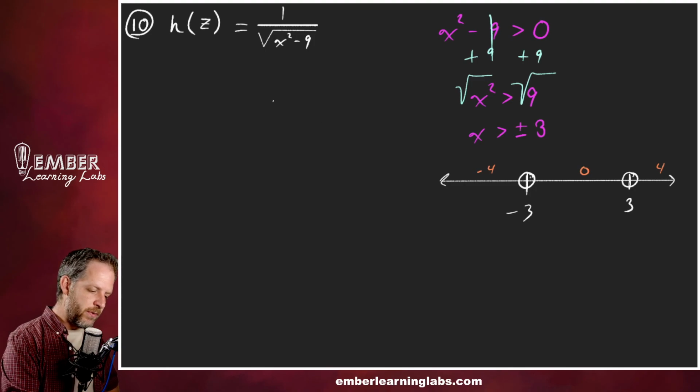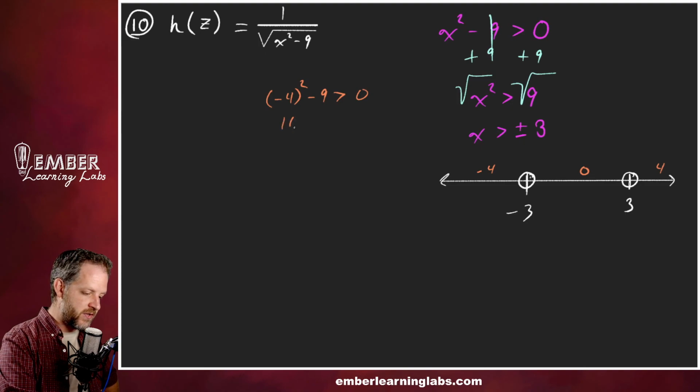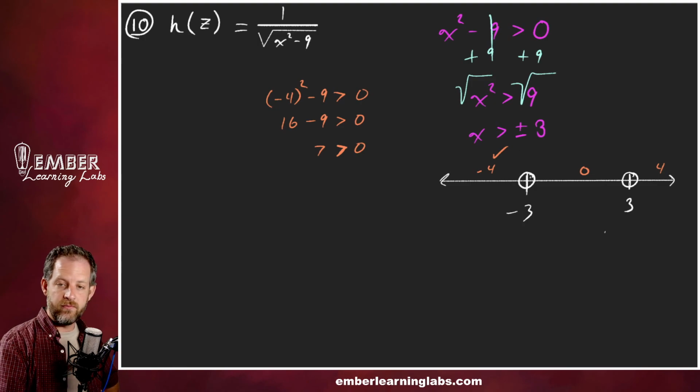So when we plug -4 in here, -4 squared minus 9 is greater than 0. Almost put equal again. So -4 squared would be +16 minus 9. 16 minus 9 is greater than 0. 16 minus 9 is, of course, 7. Is 7 greater than 0? Yes, it is. So this one works.